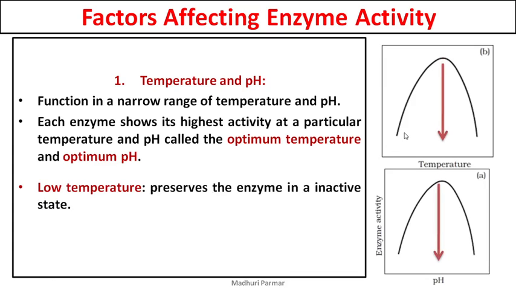As you can see here, this is the diagram. Here you have activity of the enzyme and here the temperature. As the temperature from 0, let us say, keeps on increasing, you can see the enzyme activity is also increasing. It will keep on increasing, it will be at its best. And then let us say after 37 degrees, 40 degrees, after 40 degrees, the enzyme activity will keep on decreasing.